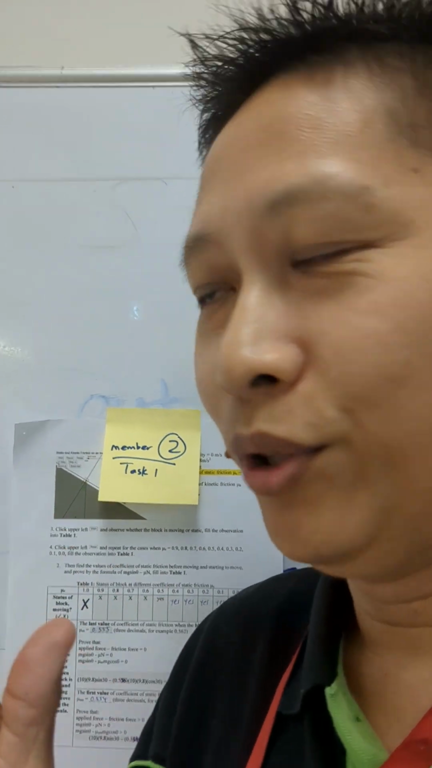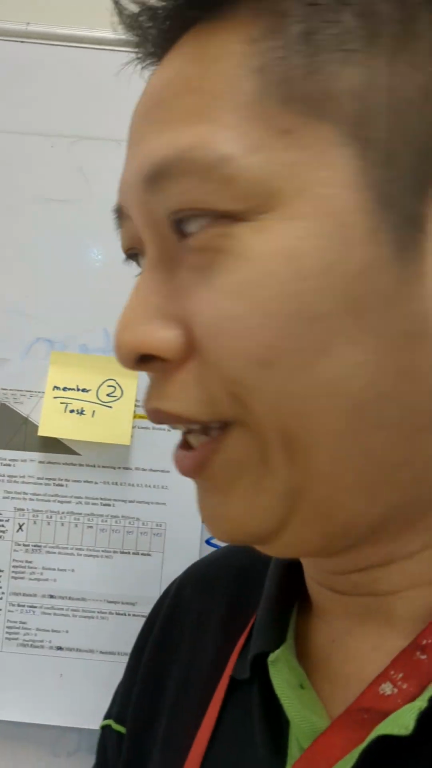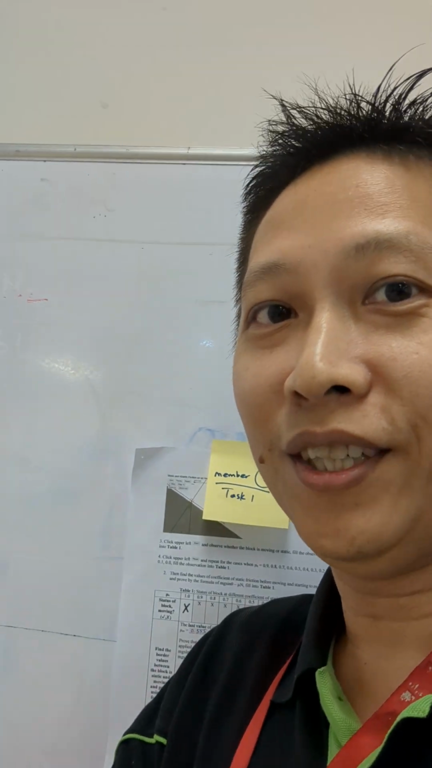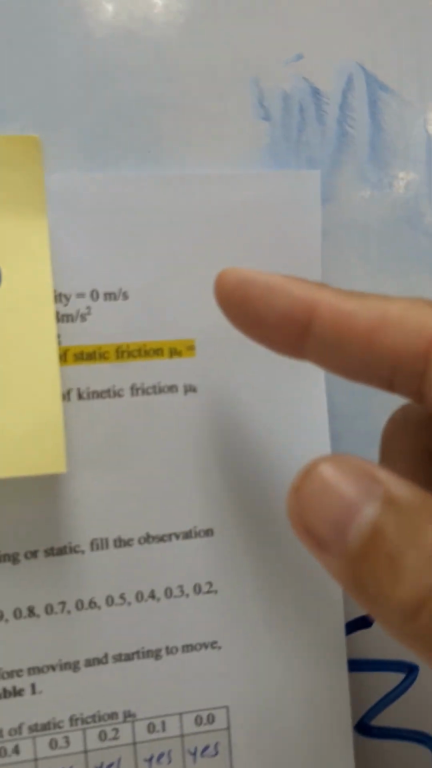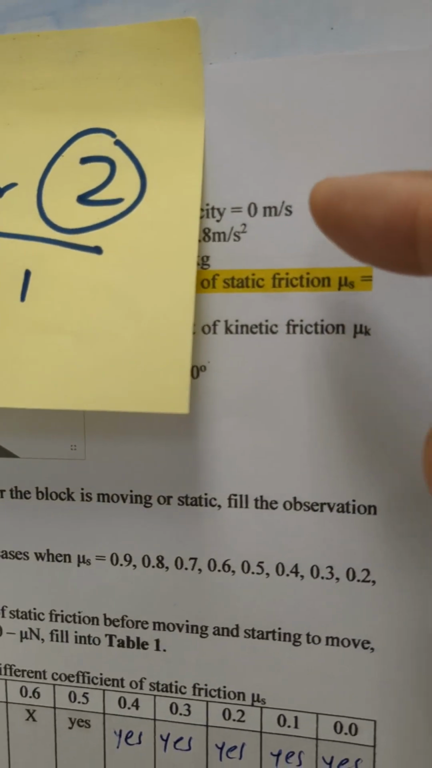Hi, I'm member number 2. We're going to test task number 1. Just now my friend explained that we change the friction and see whether it's going to move the object or not. We're going to fill in some of the values inside the website here. So let us look at some of the components we're going to fill in.